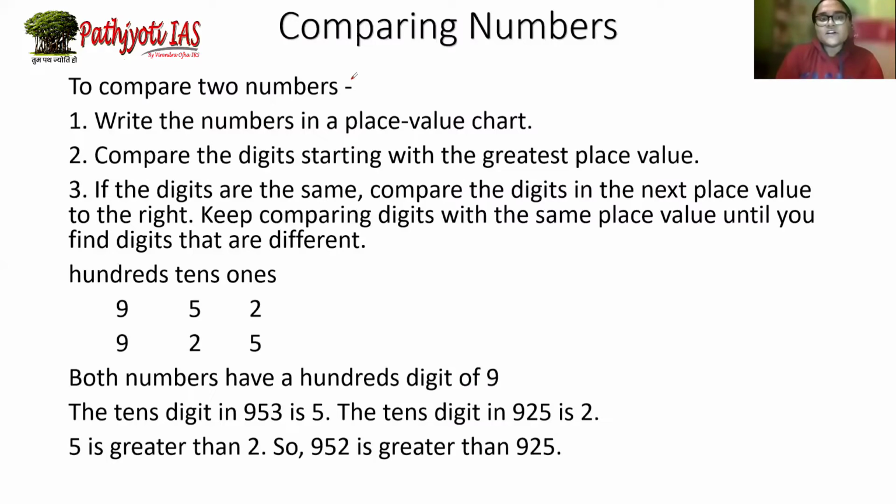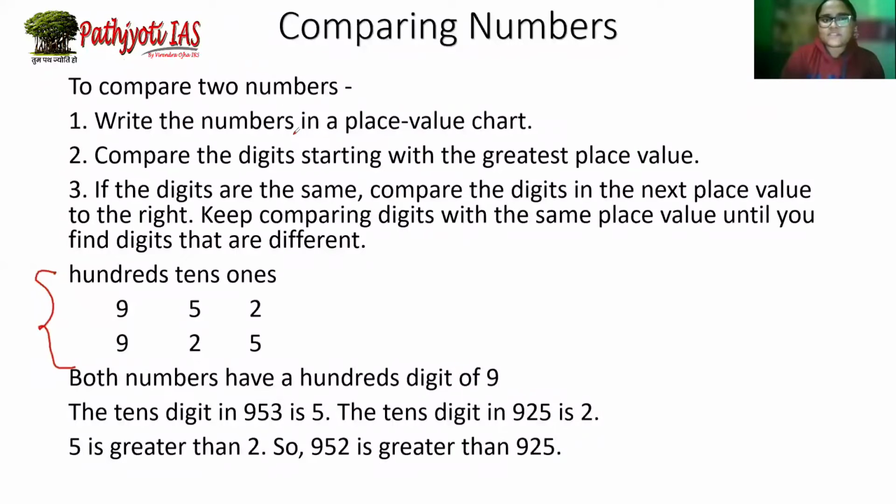Comparing numbers. To compare two numbers, we firstly have to write the number in a place value chart. So what is a place value chart? It is this right in front of us: 100, 10, 1. This is the place that 2 possesses, this is the value of 2. It's in the ones place, and then 5 is in the tens place and 9 is in the hundreds place. So it's a place value chart.